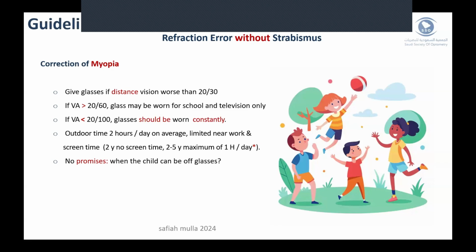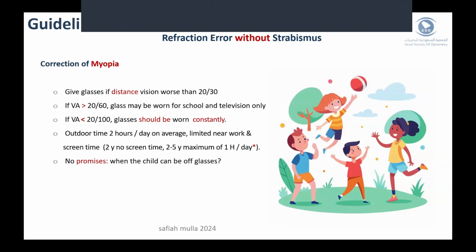Less than 2 years, they should not use a screen or look at the screen all the time. From the age of 2 to 5, they should have a maximum of 1 hour per day of screen. So the near work should be as little as possible to give them a normal development during that emmetropization process. And you don't give any promises to the parents regarding what the child will have, or whether he is going to get out of the glasses.